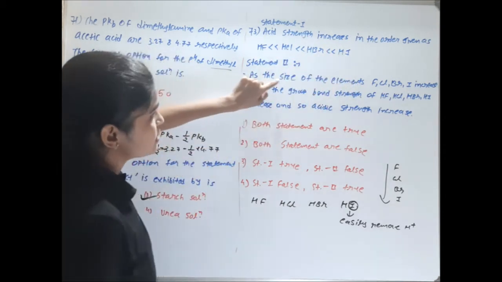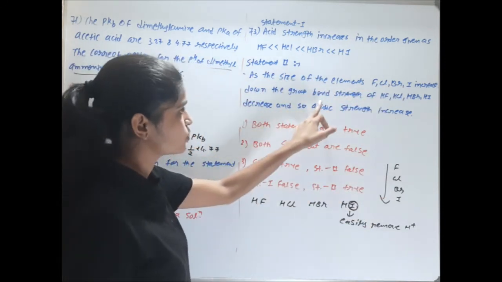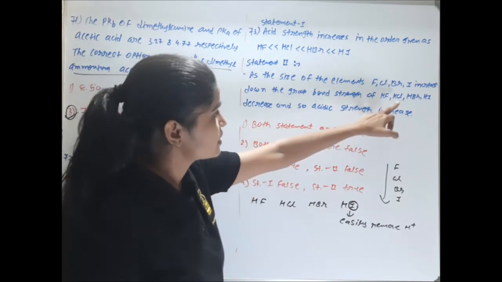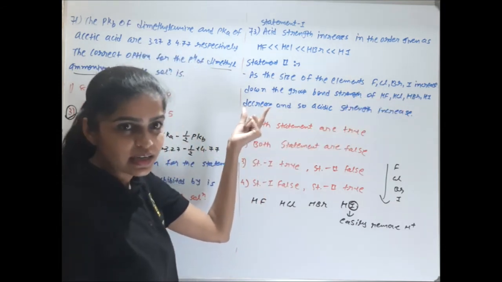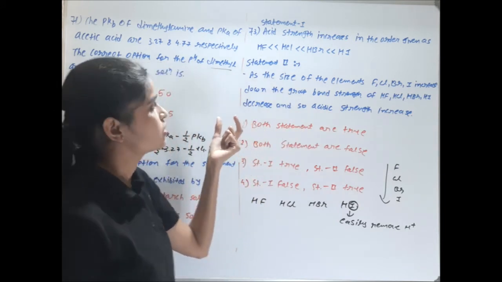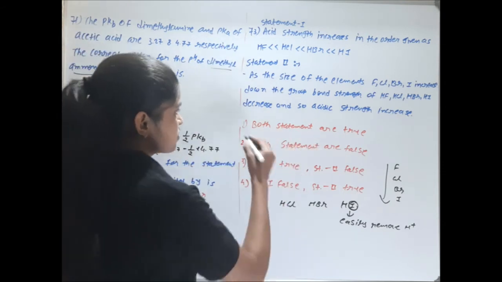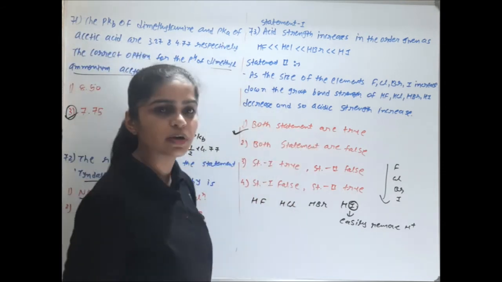Then next: the size of the elements F, Cl, Br, I increases down the group, the bond strength of HF, HCl, HBr, HI decreases, and so acidic strength increases. Yes, this is the right option. So both statement 1 and statement 2 are right. So both statements are true. This is option 1.